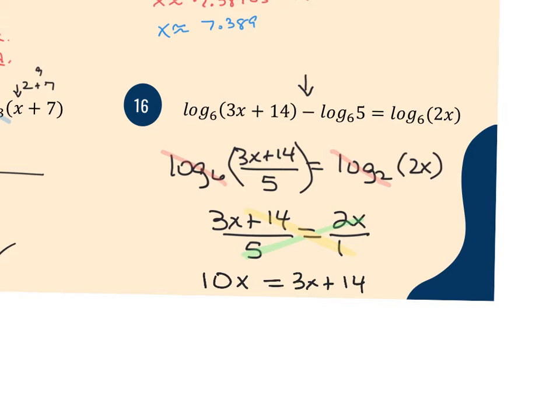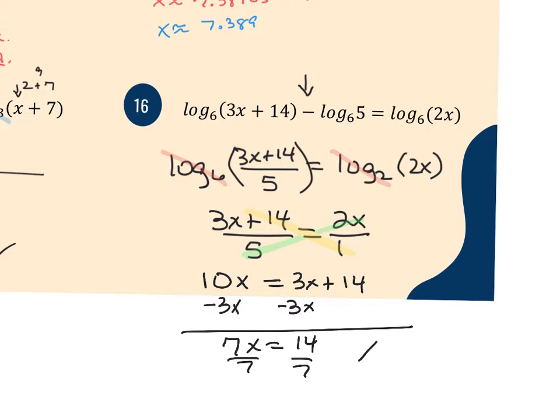I need to move the 3 over, get my x's on one side of the equation. Divide by 7, and x equals 2. Remember, we need to check. So if I go back up here and plug in 2, I would get 3 times 2 plus 14. 6 plus 14 is 20. That one's okay. And then here, 2 times 2 is 4. Nothing was negative, so I'm good.